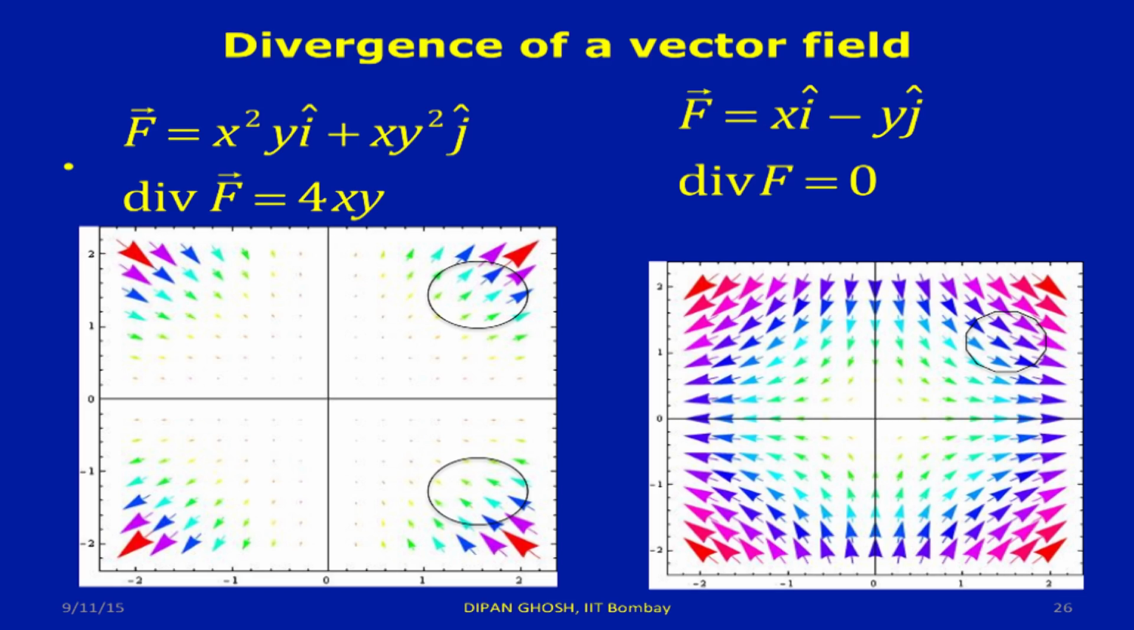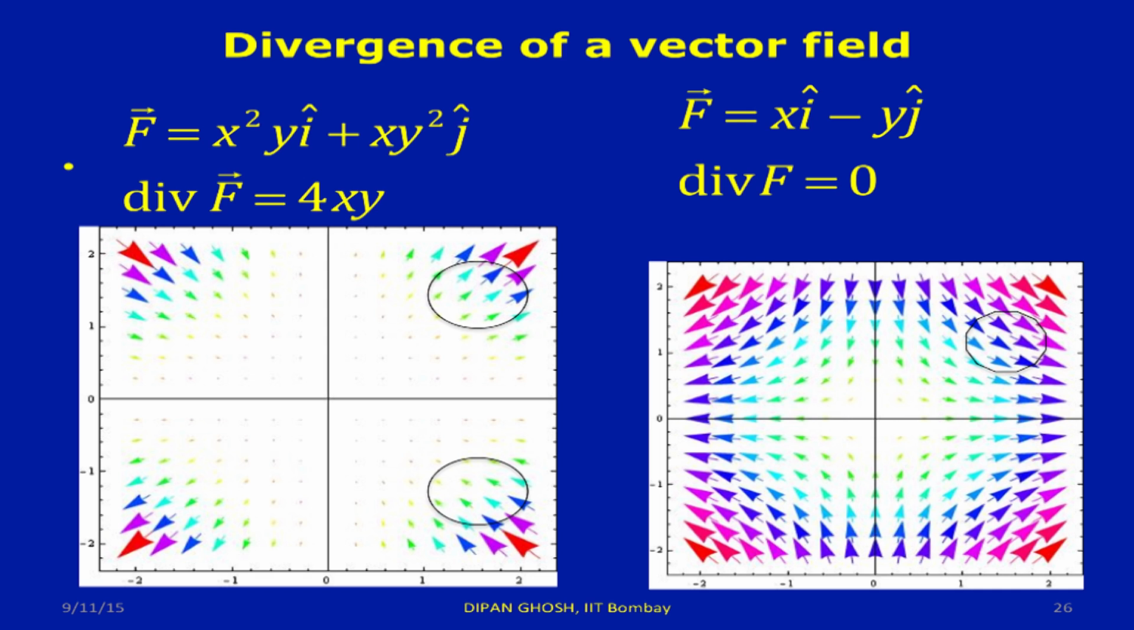So this is the picture which I was talking to you about. You can see it here, this has been drawn on Mathematica. This is a field x squared y i plus x y squared j. The divergence you can immediately calculate is 4xy. If it is 4xy, if x and y are positive, that is, you are in this quadrant, then you can see my divergence is positive. Now how do I know divergence is positive? You can see much bigger arrows are going out.